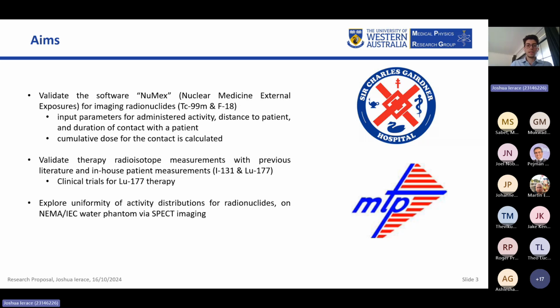I also plan on validating radioisotopes that are used for therapies. There's an emphasis on this as these radionuclides pose more significant health risks and concerns regarding these are generally higher. To validate my measurements, I'll be comparing with the literature and also in-house patient measurements at Sir Charles Gairdner Hospital. For lutetium-177 therapy, I'll be looking at clinical trials data. This project also aims to explore the uniformity of activity distributions for radionuclides on NEMA water phantoms via SPECT imaging.